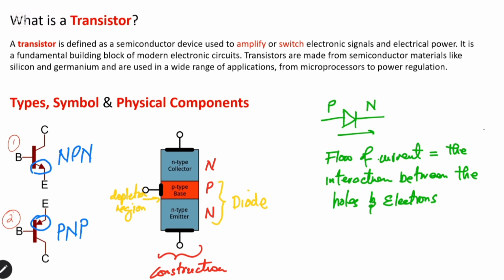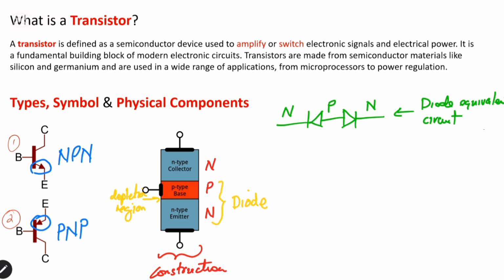So if we want to generate the transistor with respect to the diode equivalent circuit, we can add another diode but in the opposite direction. So now we have the N, P, and N. So this is now the diode equivalent circuit of the NPN transistor.